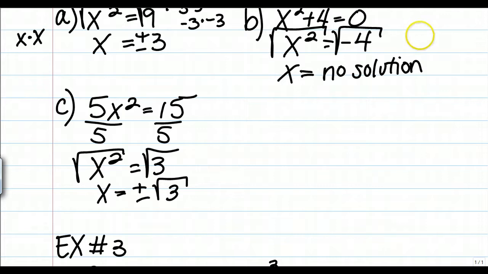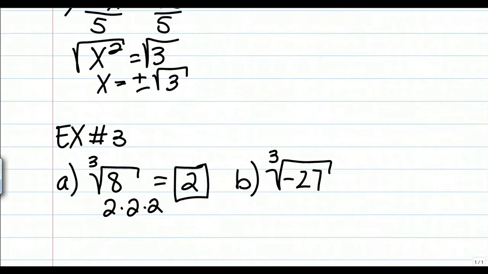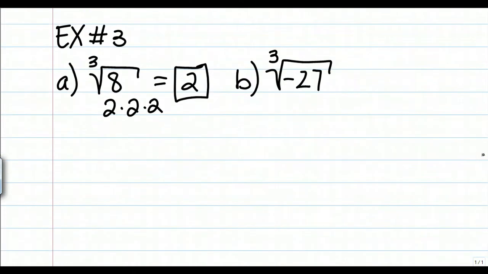So I know that 2 times 2 is 4, but that's not negative 4. And I know that negative 2 times negative 2 is 4, but again, that's not negative 4. So none of those work. You can't get a negative answer inside. However, when it's cubed, that's different.